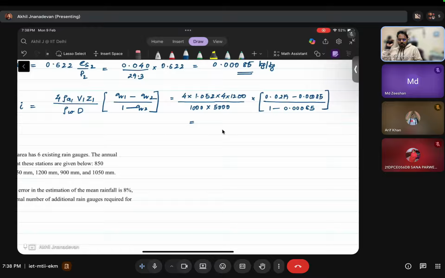So we'll be getting the result in meter per second, right? So in meter per second, it will be around 8.51 × 10^-5 meter per second. So this is the answer.